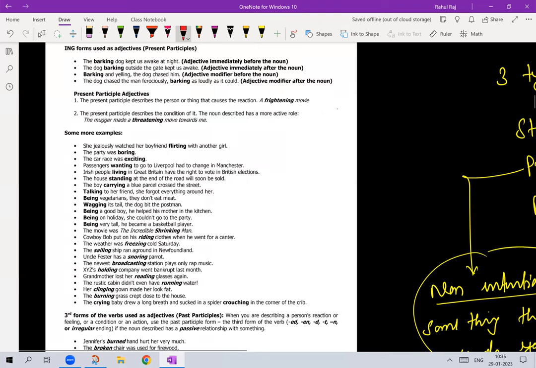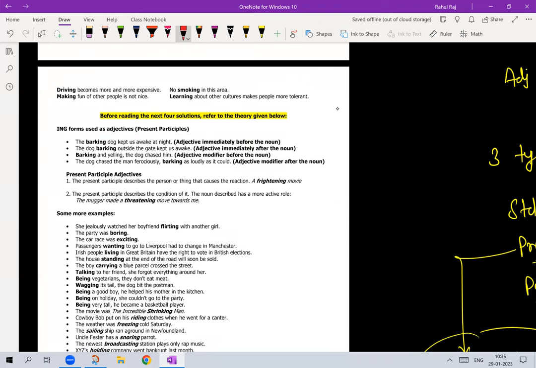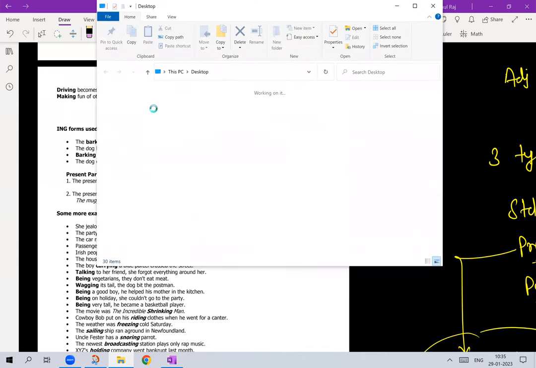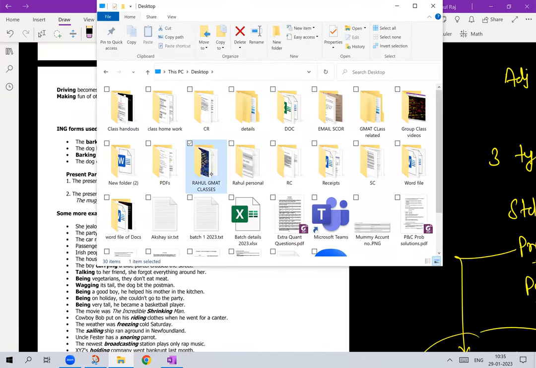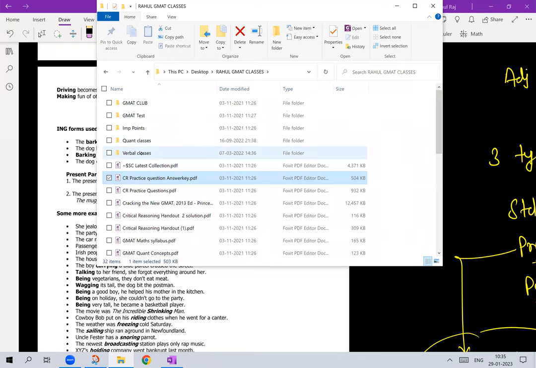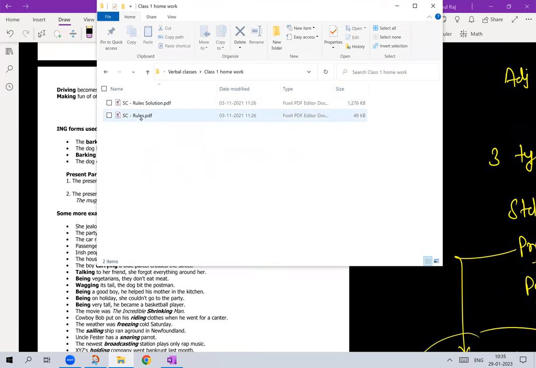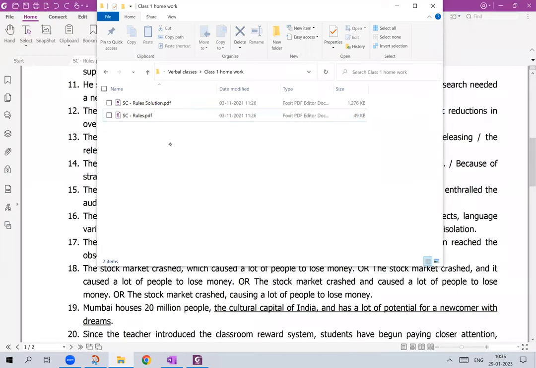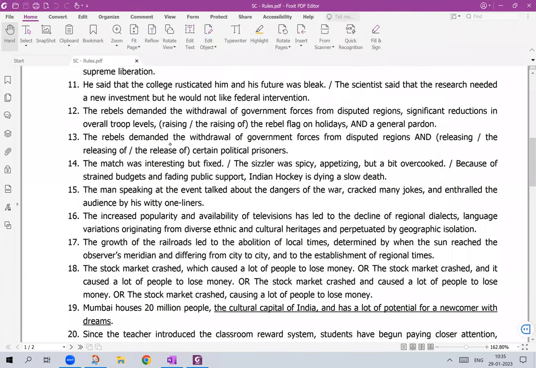So now, question number 14, we are doing that. Before reading the next four solutions, read the theory given below. But before we get into the theory, let's understand what exactly is the question. So come down to question number 14 over here.